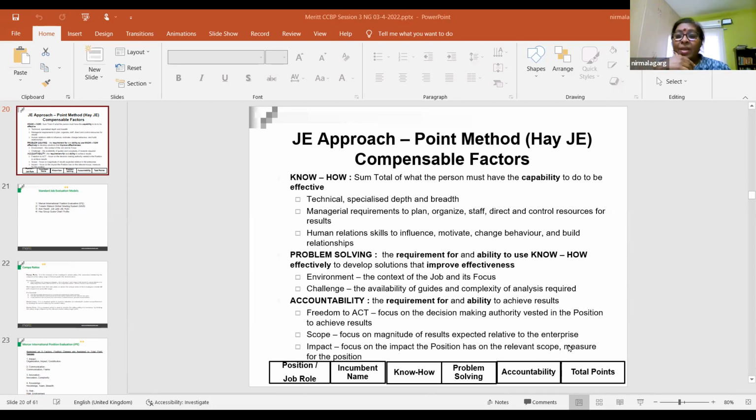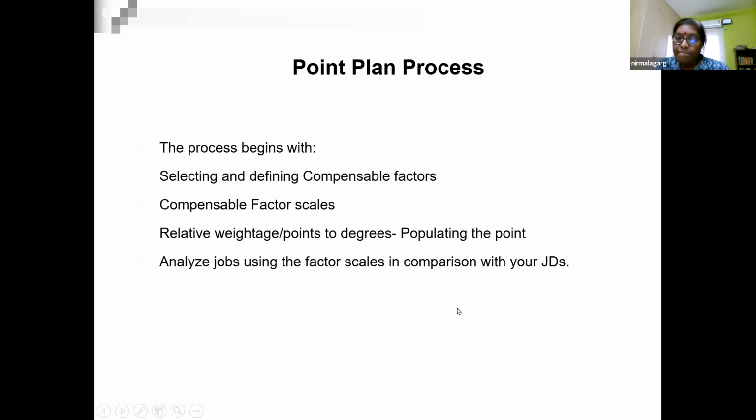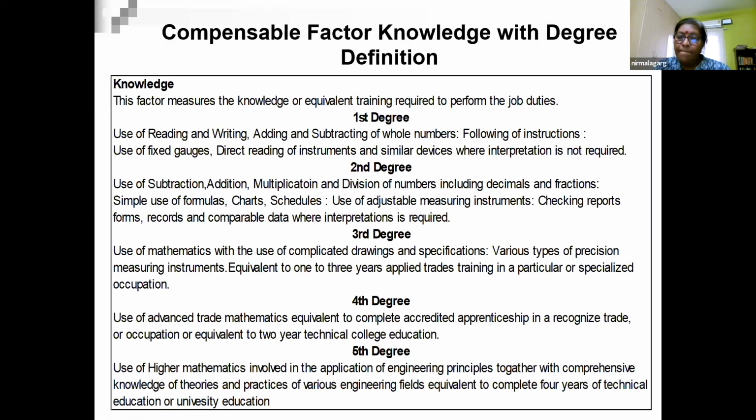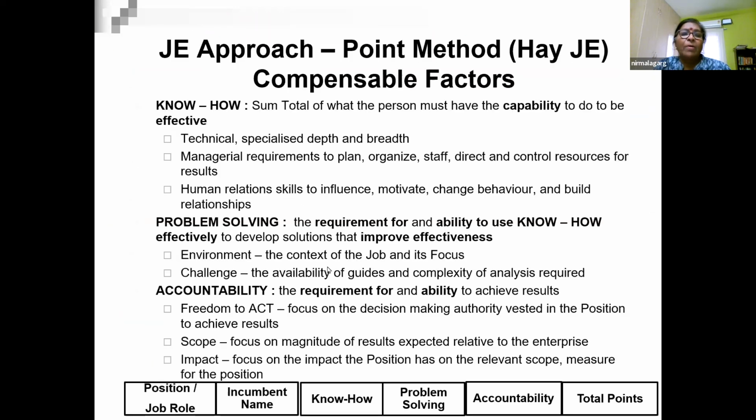Now here, in the Hay method, which is a patented method, you don't have to define or determine compensable factors. It comes ready-made. What all comes ready-made? Your factors come ready-made. It has know-how. Can you see this? I will put it on this one. It has know-how. Okay. Can you see now? So know-how, then it has problem solving, then it has accountability. Typically, there is a short form, it is called KH, PS, and accountability.